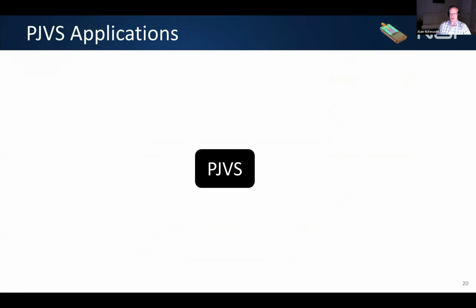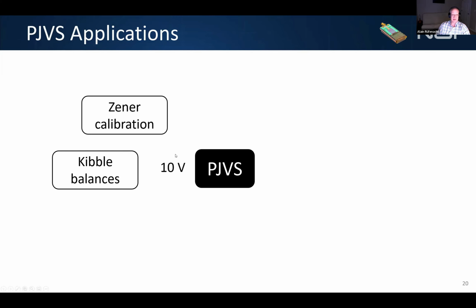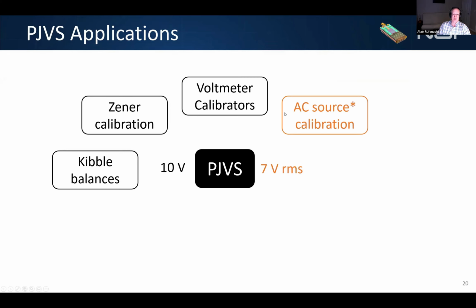In terms of the applications, the first application of the PJVS was actually for Kibble balances. The main reason for that was the arrays were limited in voltage, and so they needed to wait for 10 volts, basically to calibrate more or less the Zeners that were available. Obviously, we can do voltmeters directly, and calibrators.